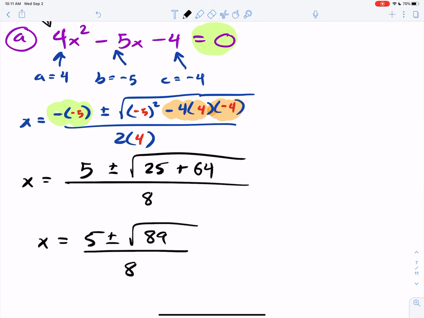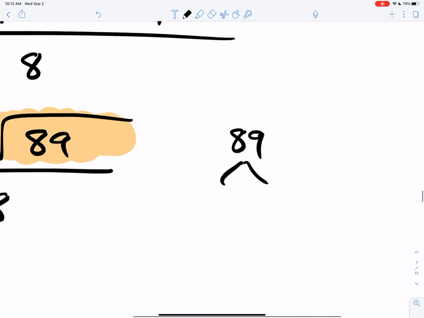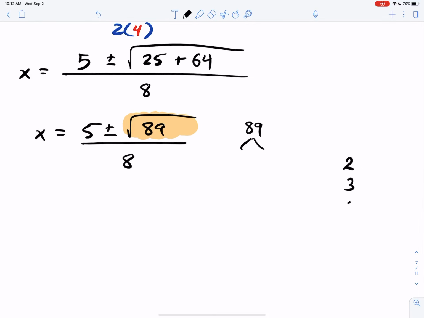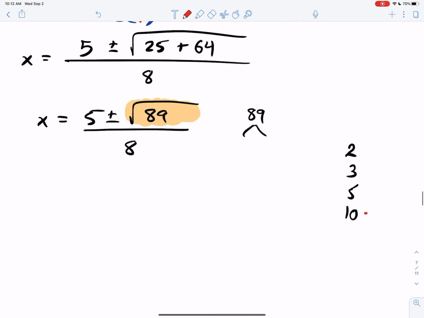All right? So what's left is, you got to see if you could simplify this. So this is why I taught you guys simplifying. Now, is there any number that multiplies to 89? Okay, so let me run through my list here. I usually check for 2, 3, 5, and 10. So obviously, just a quick recap, if it ends in 0, you know it's divisible by 10. For 5, if it ends in a 5 or a 0, you know it's divisible by 5. Now, if it's even, if it ends in an even number, you know it's divisible by 2.